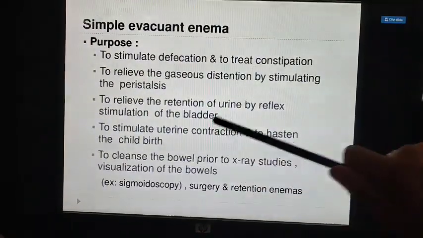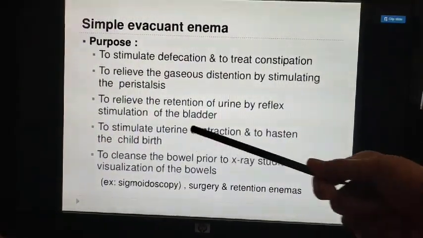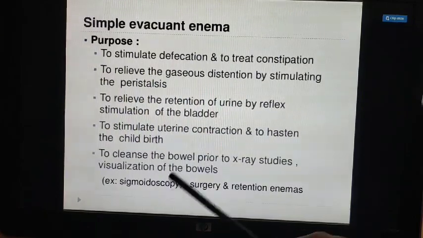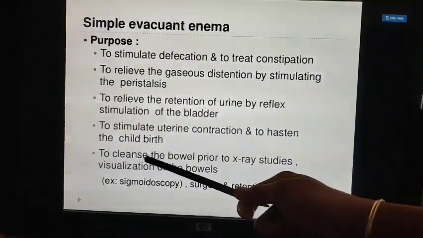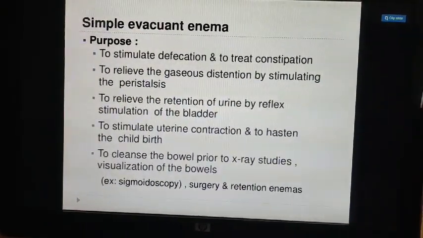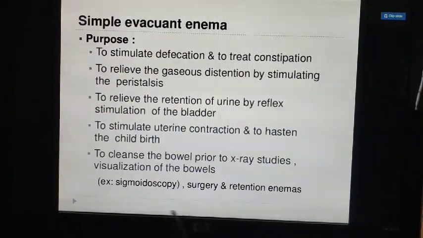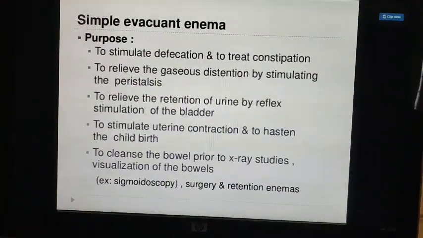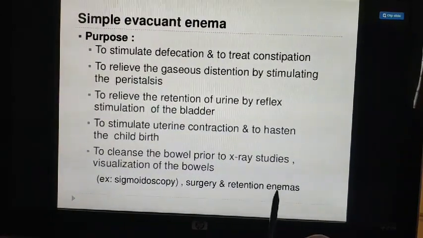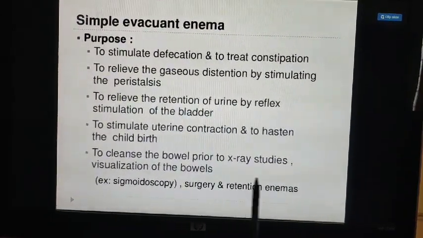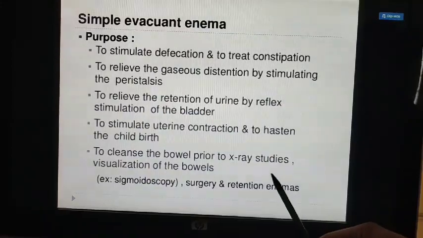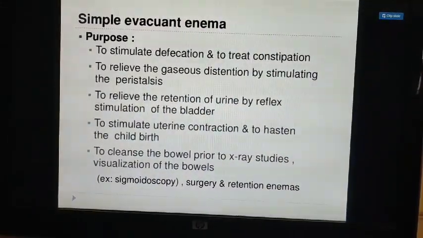We can also give it to stimulate uterine contraction, and to cleanse the bowel prior to X-ray studies, for example sigmoidoscopy, and before surgery. And before giving a retention enema, we have to give this evacuant enema.